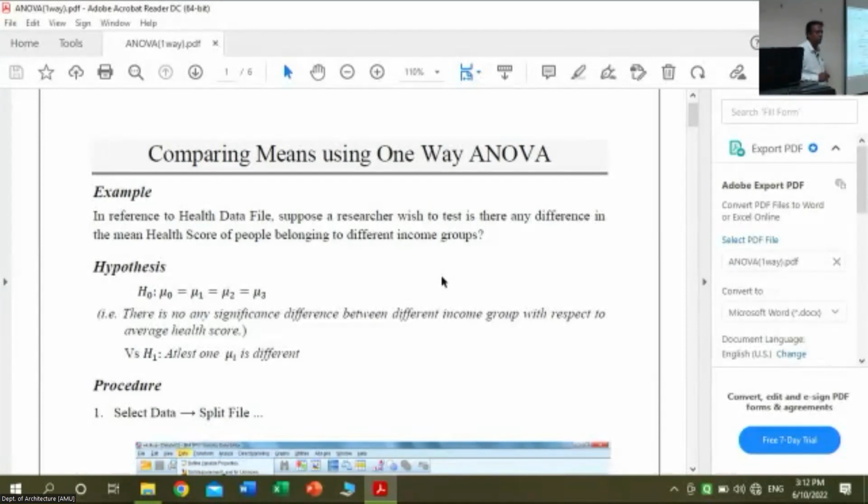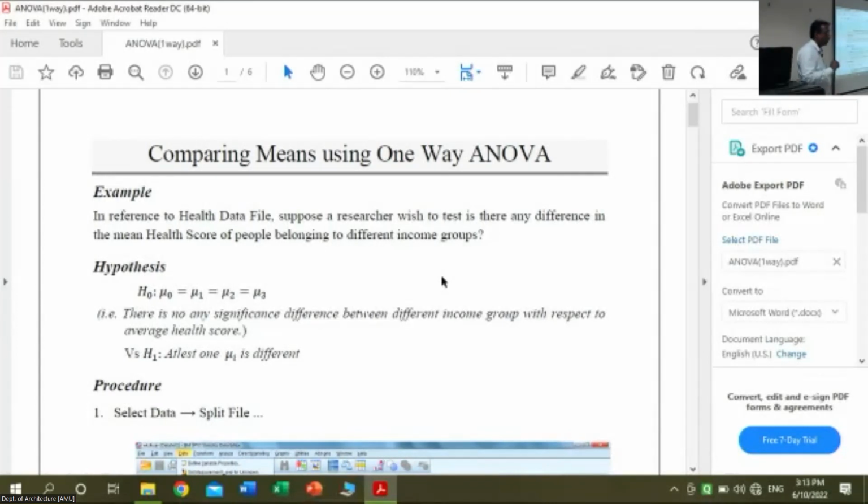So what we do is use the one-way analysis of variance. The full form of ANOVA is analysis of variance, and one-way ANOVA is used for multiple comparison, that means more than two means. So the problem is stated like this in reference to the health data file. Suppose the researcher wishes to test: is there any difference in the mean health score of people belonging to different income groups?